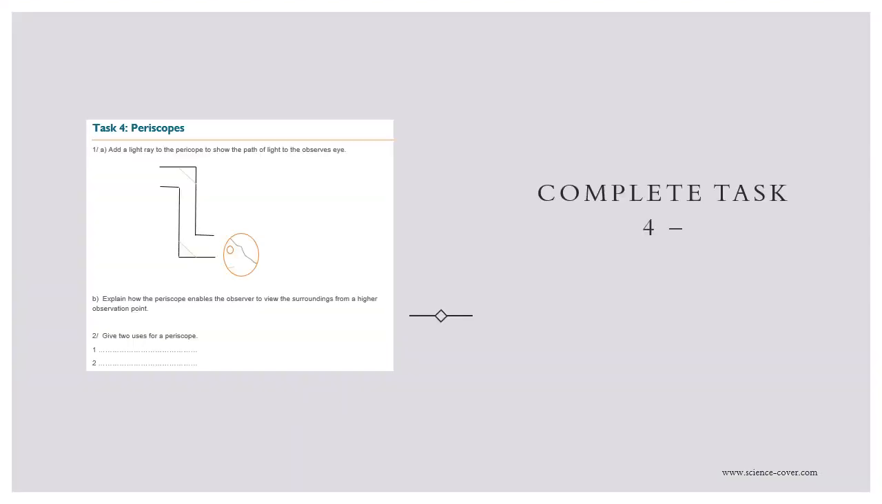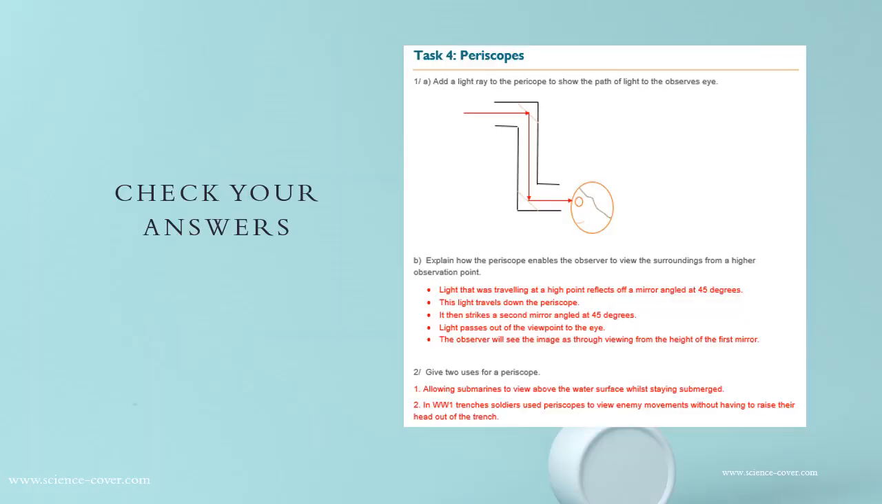Now pause the video and complete task 4. Let's check our answers. Number 1, we had to add a light ray to the periscope to show the path of light to the observer's eyes. This should have entered through the top of the periscope, struck the first mirror, travelled down the periscope, struck the second mirror, and passed to the observer's eye.